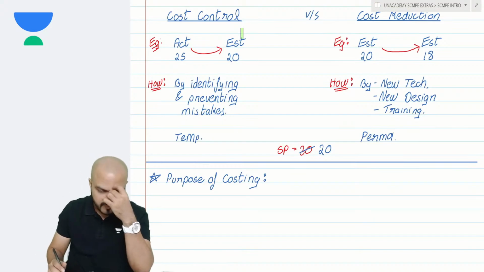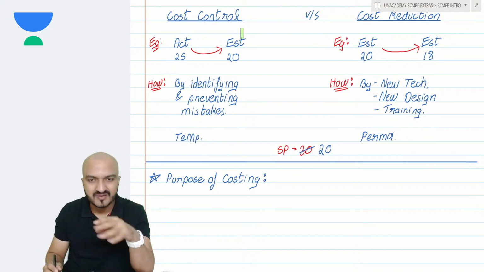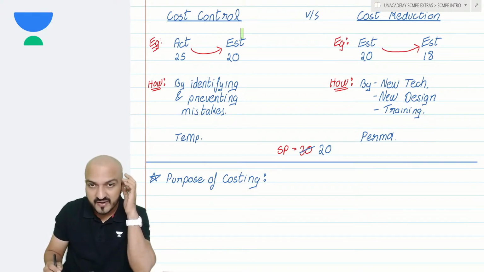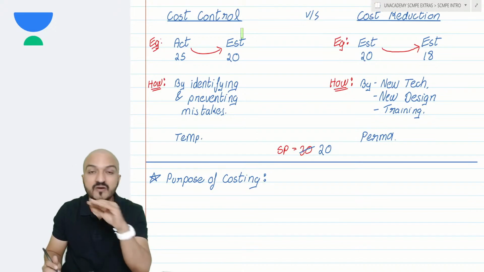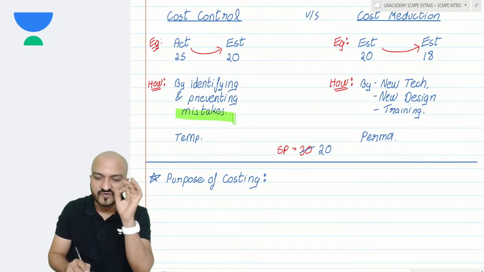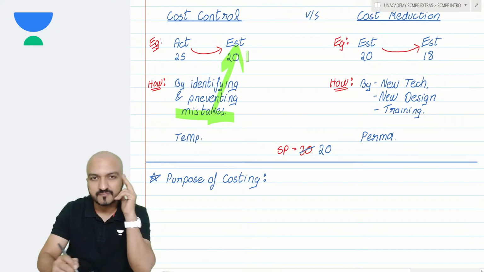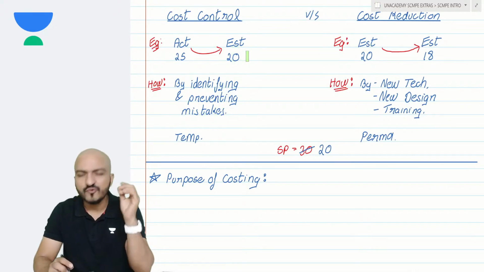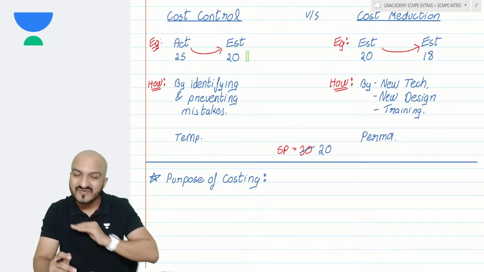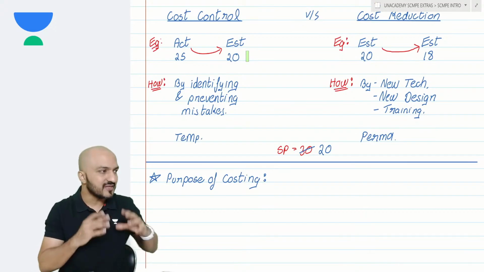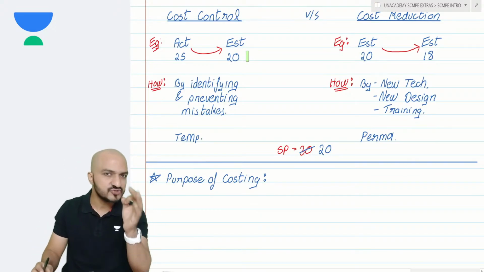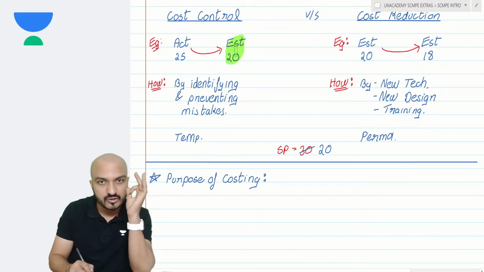So wastage of material, wastage of labor, inefficiency of labor, idle time of labor, extra price paid for material, extra price paid for labor, all these are called mistakes, which do not come in the estimate. Done? So if you were very careful not wasting material, if you were very careful keeping labor efficiency optimum, even with the best efficiency of labor, you will reach this estimate of 20.